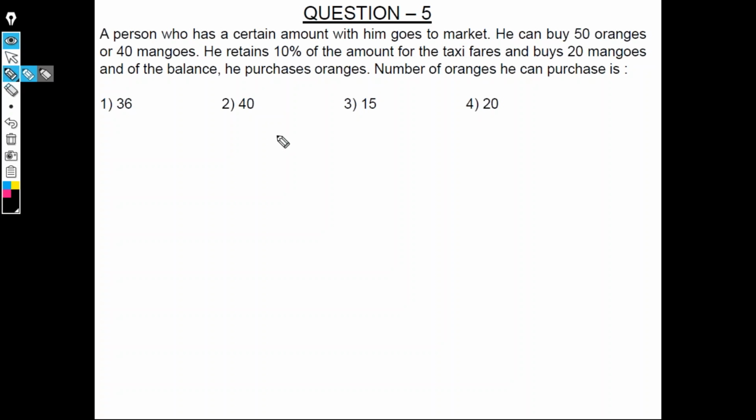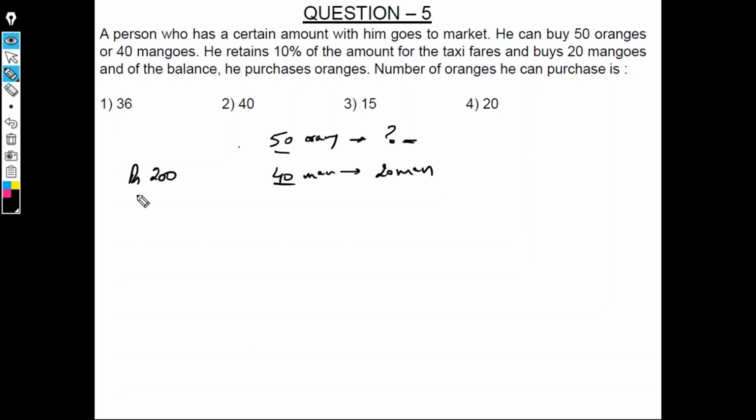Okay, guys, let's do it. Here it says a person who has a certain amount of money with him can buy either 50 oranges or 40 mangoes. He retains 10% of the amount for taxi fares and buys 20 mangoes. And of the balance, he purchases oranges, and we are required how many oranges he can purchase. Right, Aman, right. So we just need to assume a value such that my calculation is easier. So take LCM of 50 and 40, which is 200.